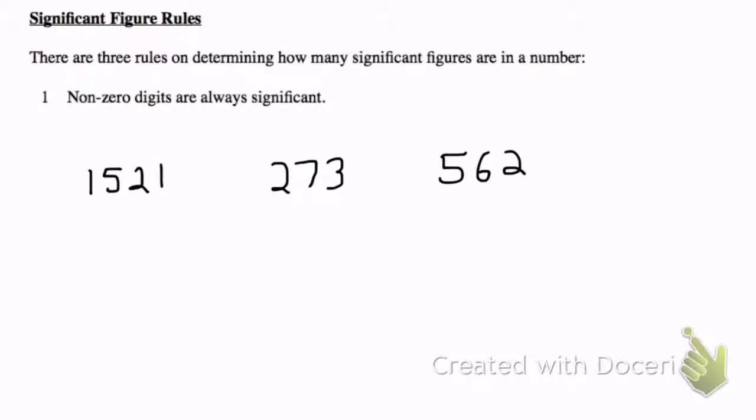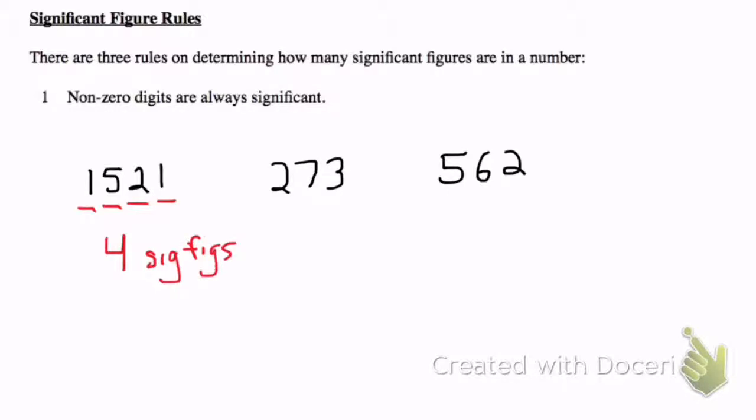With our case, there are three rules that apply to our significant figures. The first one says non-zero digits are always significant. So if we look at the below examples, we have 1,521. We can see that the 1, the 5, the 2, and the 1 are all non-zero digits. Therefore, this number is made up of 4 sig figs.